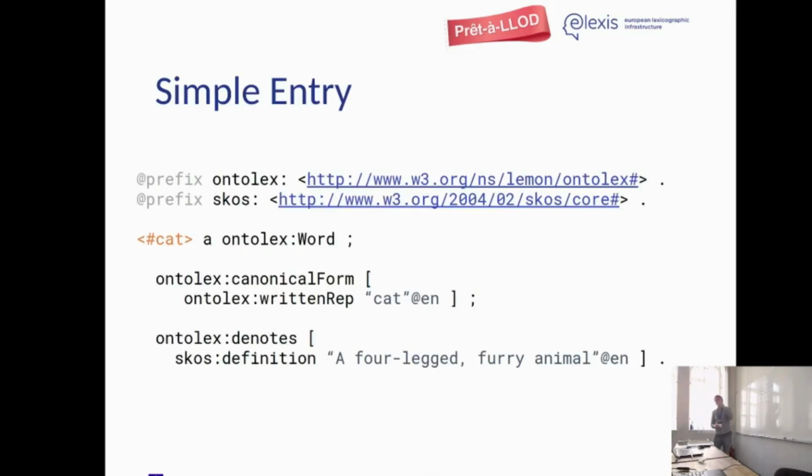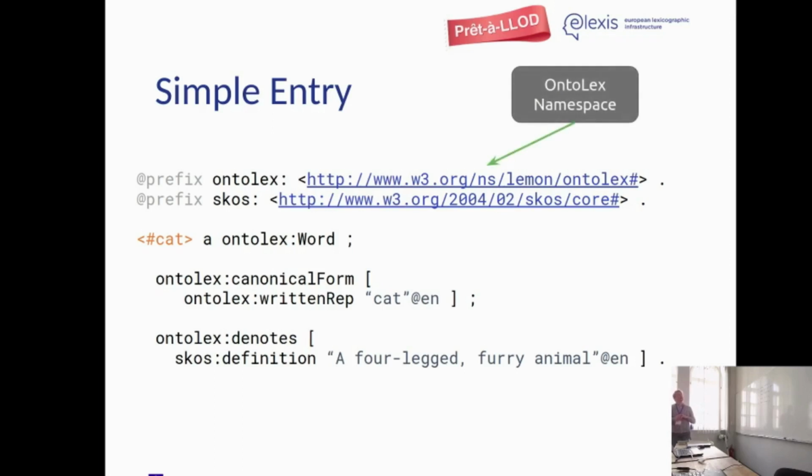So here's our simple example in Turtle. So here we have cat. This is our relative URL coming in here. Cat is an OntoLex word. It has canonical form. It's written as cat. And we can say it denotes a particular concept. And this concept can be defined as a four-legged furry animal.